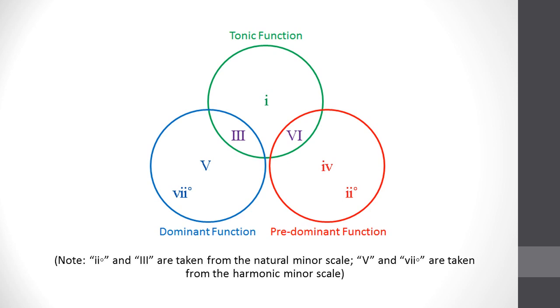2 and 3 are taken from the natural minor scale. 5 and 7 are taken from the harmonic minor scale. Because of this, the 3 chord and the 5 chord do not share 2 notes in common, but rather only 1 note in common. They do, however, still share the dominant function.